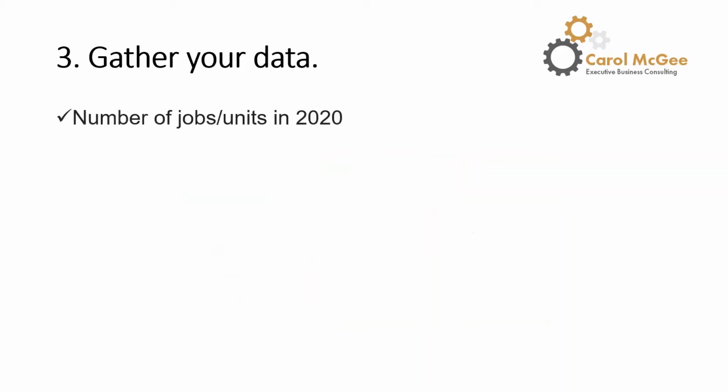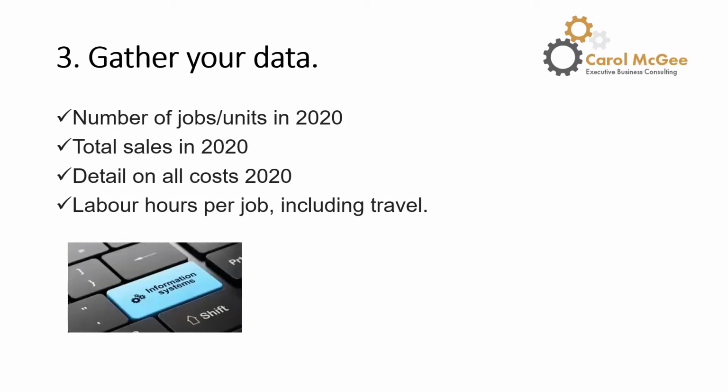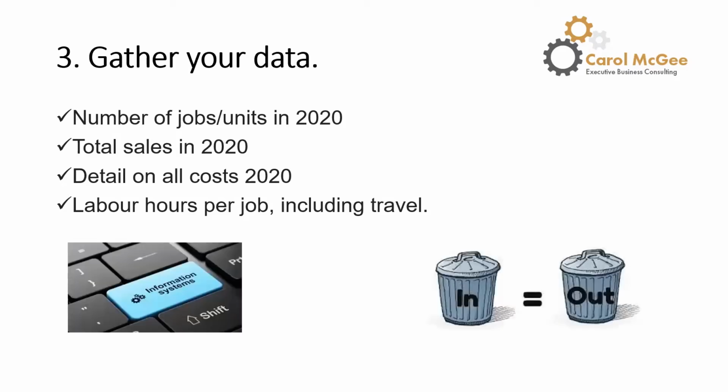Gather your data. This is very important. Typically the data that I need to be able to do a good pricing model is the number of jobs or units that you produced or delivered in 2020, or the previous year, in this case 2020; your total sales in 2020; details of all costs, every single cost in 2020; and then your labor hours per job, including travel. These can be difficult and time consuming to get. The more accurate they are, the better.